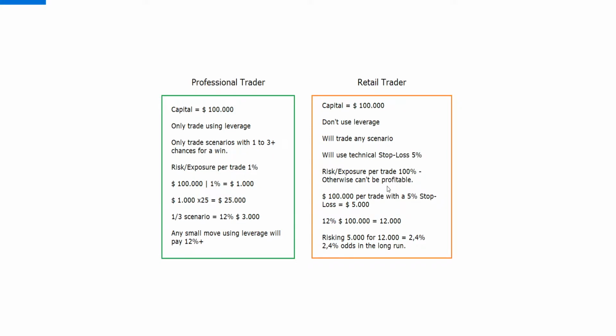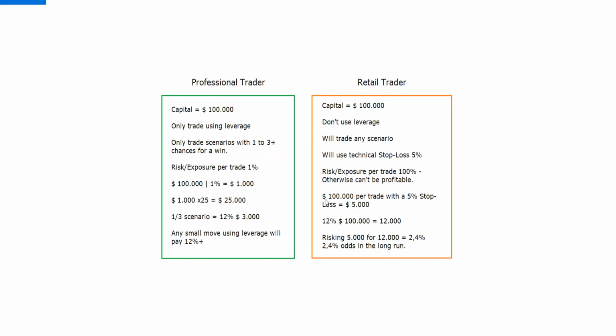and doesn't give any room to try different moves, because when we are using 1% exposure, we have 99% firepower to try other markets or other coins or other pairs. For example, 1% on crypto, 1% on stocks, and 1% on forex, and we still have 97% ammo to do our stuff. So, risk exposure per trade 100%. Otherwise, he can't be profitable because his risk is always going to be high.